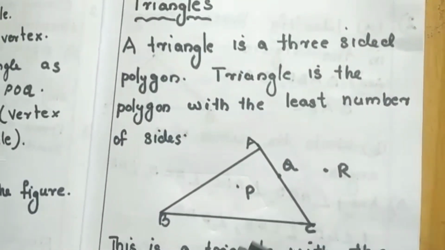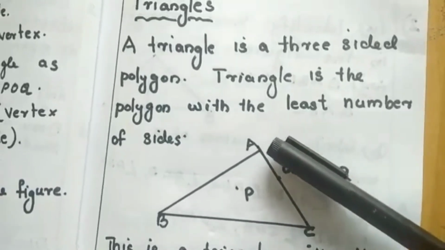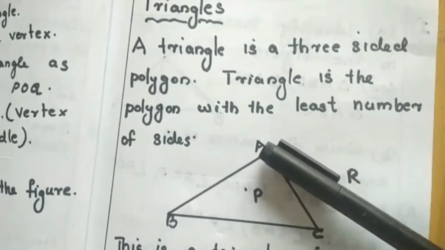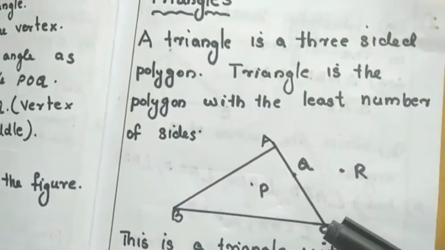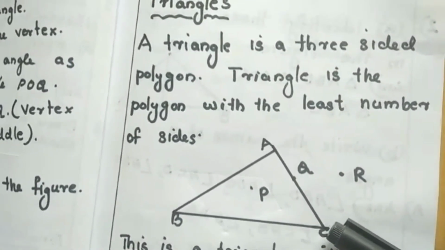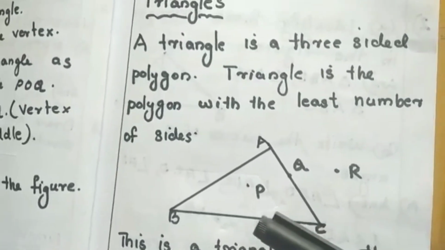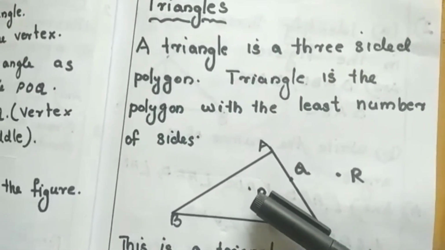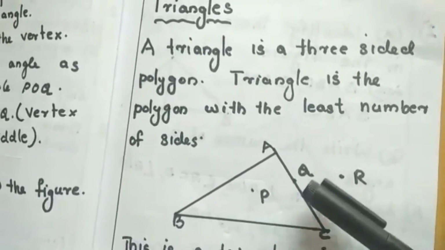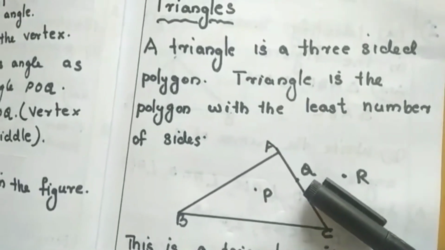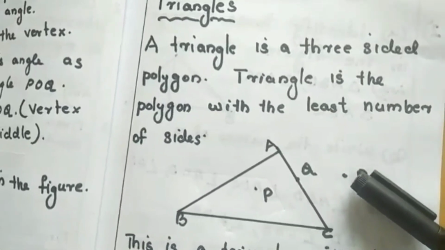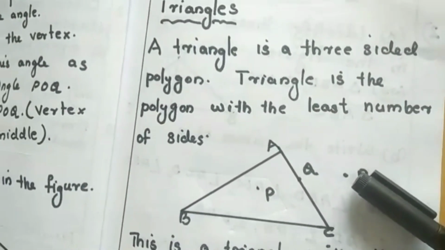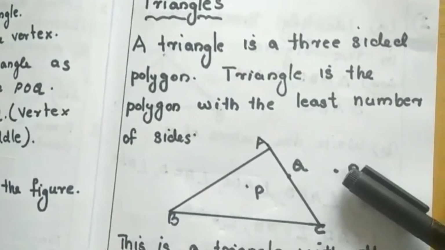Here, AB, BC and AC are the 3 sides and angle A, angle B and angle C are the 3 angles. Moreover, here you can see P is in the interior of the triangle, Q is on the triangle and R is an exterior point. Exterior point is outside the triangle.